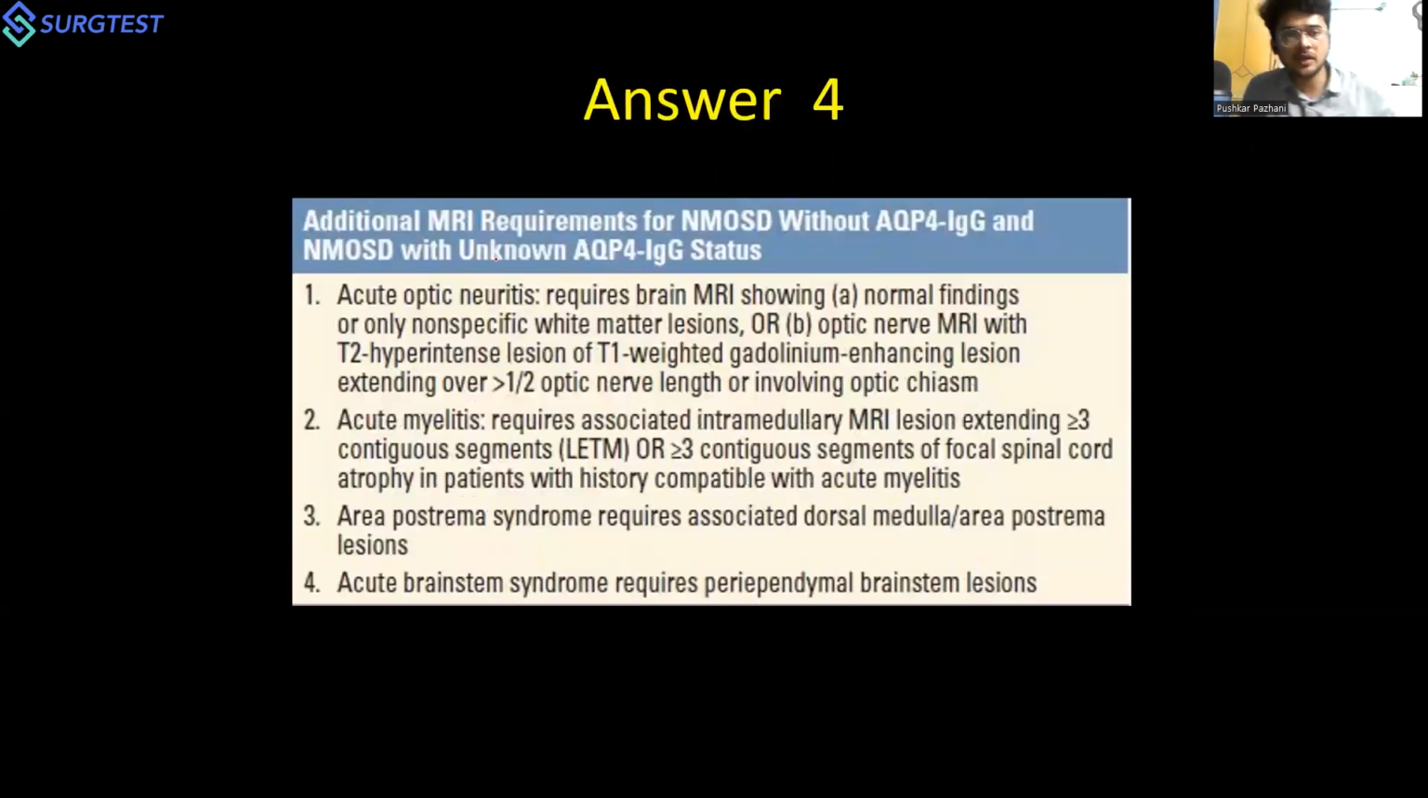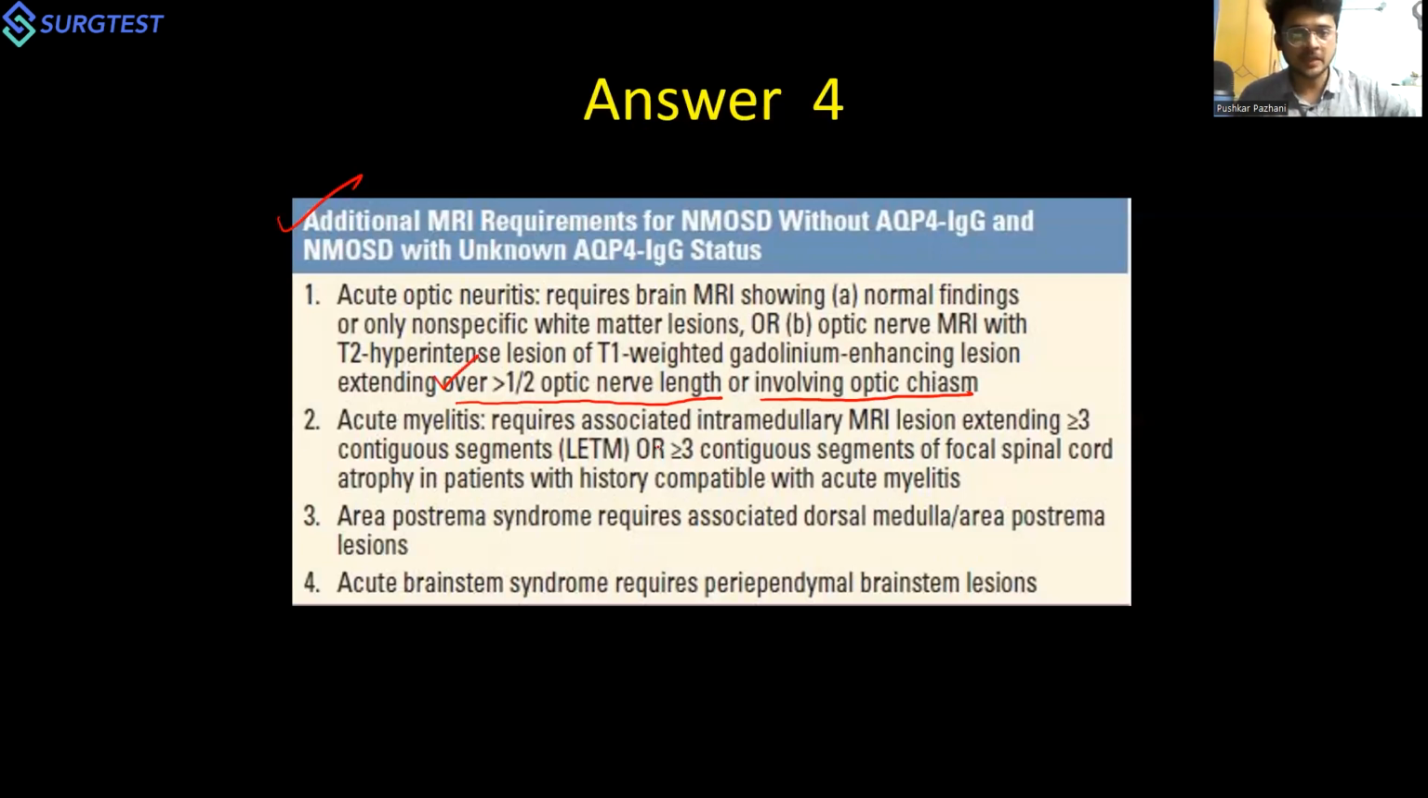Let's go into what the additional MRI requirements are. For the optic nerve, number 1, the patient should have an optic nerve lesion that is longitudinally extensive. Just like you have a longitudinally extensive lesion in the spinal cord, you have a similar thing in the optic nerve. It should involve more than 50% of the optic nerve length, or it should involve the optic chiasm. Remember, these additional MRI requirements are only for seronegative NMOSD, not for seropositive. If it's seropositive, it's totally different. It's very easy to make the diagnosis. I'll come to that. So remember, more than 50% of the optic nerve or the optic chiasm should be involved.